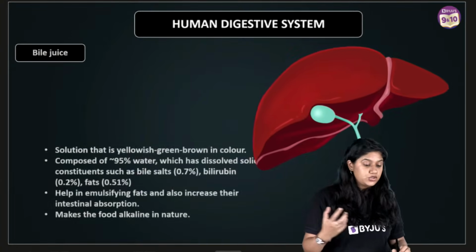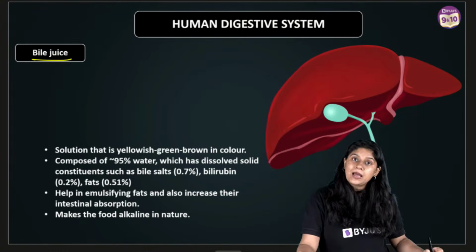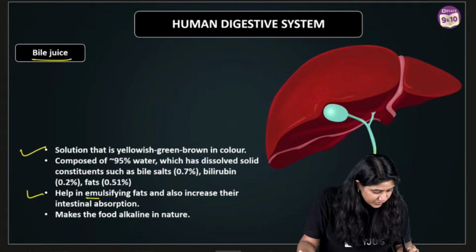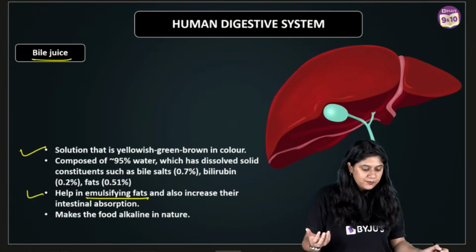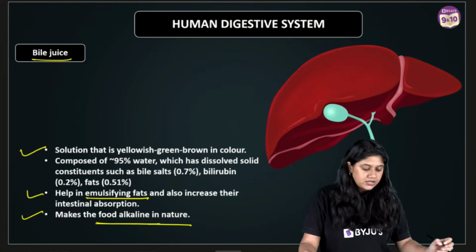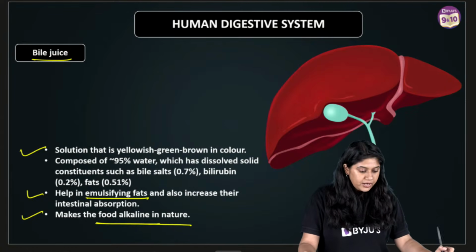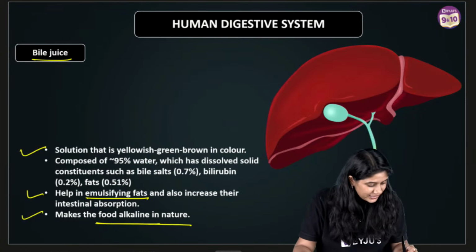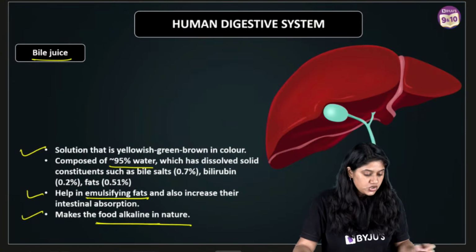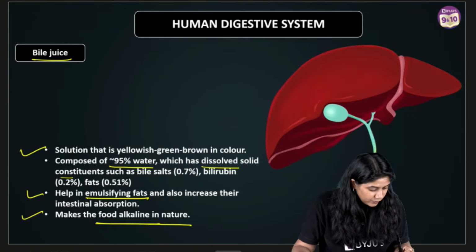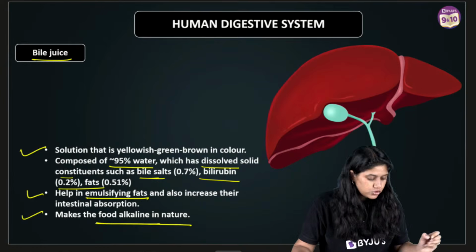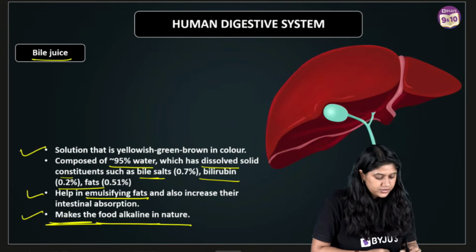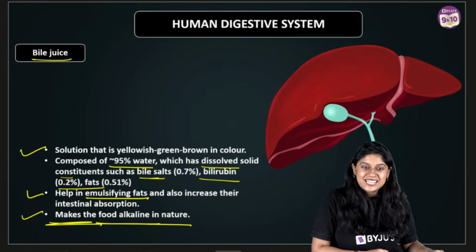Apart from that, we just talked about bile juice. It is a yellowish solution, and it helps in the emulsification of fat, increases intestinal absorption, and makes the food alkaline in nature. Clear, everyone? It plays a very important role. Those of you asking what bile has: it has 95% water with dissolved solids. Apart from that, we also have some bile salts and fat. This is not that important from your exam point of view, but it is good to know. Clear? Yes? Very good.